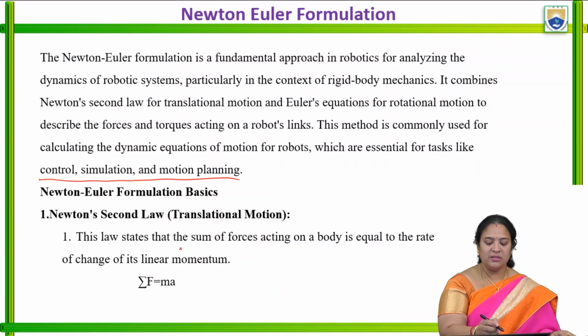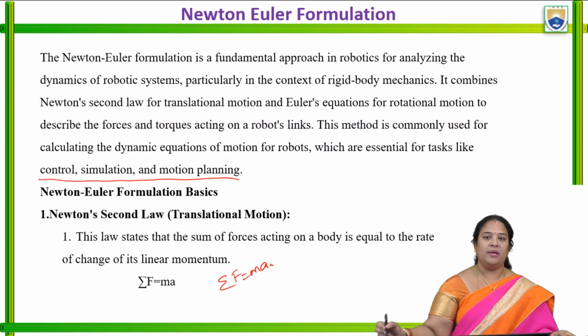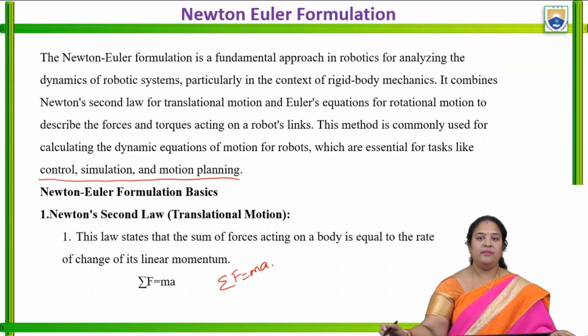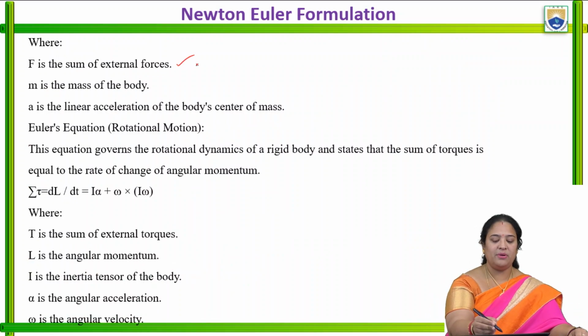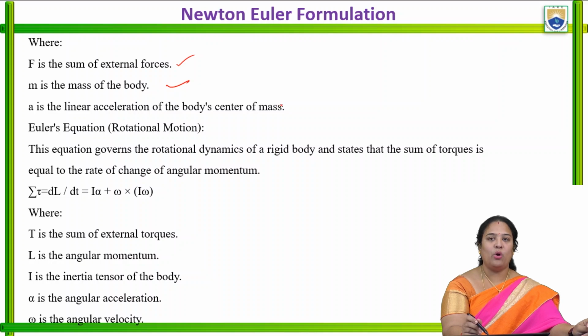Here, as per Newton's law, sigma F is equal to ma. That is, the force acting on a body is equal to the rate of change of its linear momentum. So sigma F is equal to m into a, where F is the sum of the external forces, m is the mass, and a is the linear acceleration of the body center.